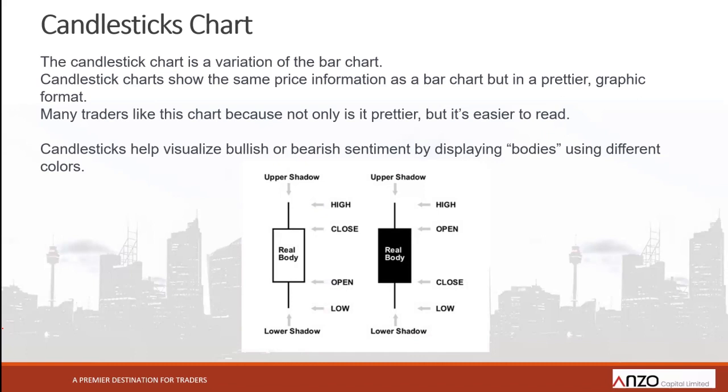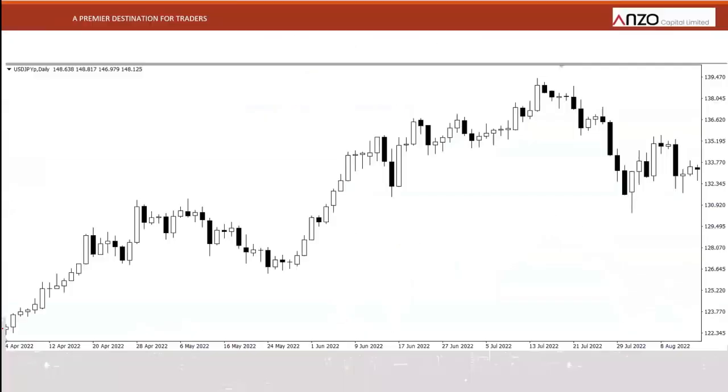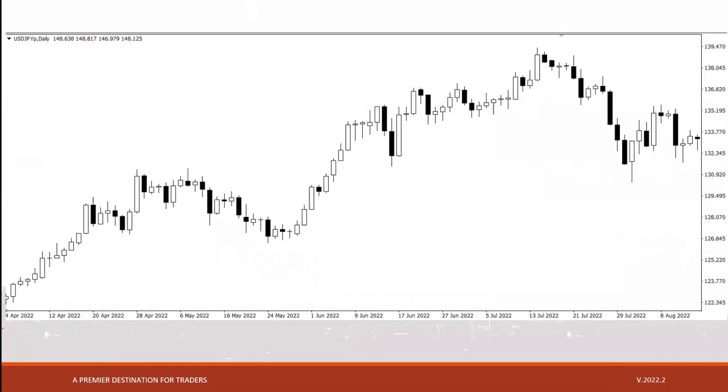But whatever the case is, you'll be able to see what's going on simply by looking at the chart. Now, here's the same chart that we've been showing you for the line chart, the bar chart, and now the candlestick chart. And you can see it's actually prettier. It's finer, basically. It looks better to the eyes. And you can see how prices have been moving.